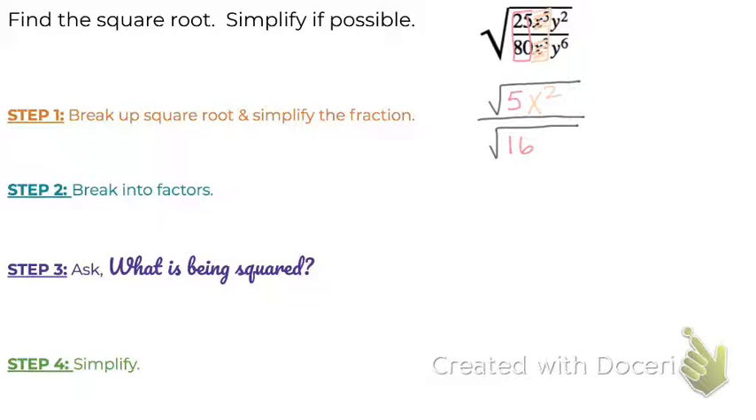And the same with the y's. I can divide out y squared from each of these. So if I take 2 y's out here, that cancels. Take 2 y's out here, I have y to the 4th.